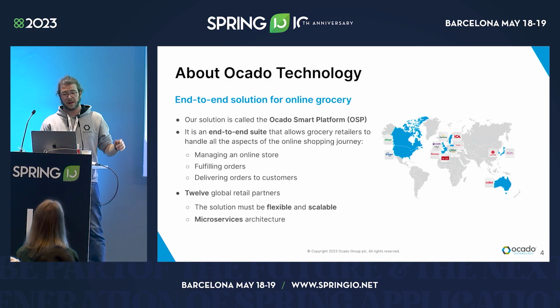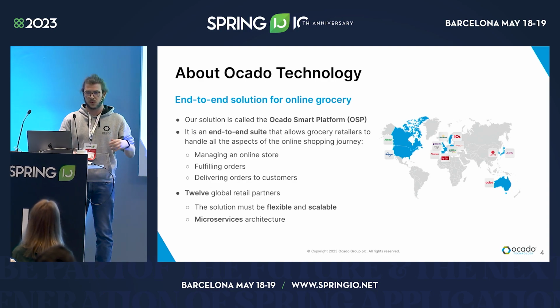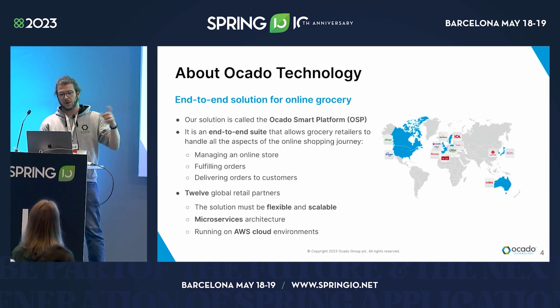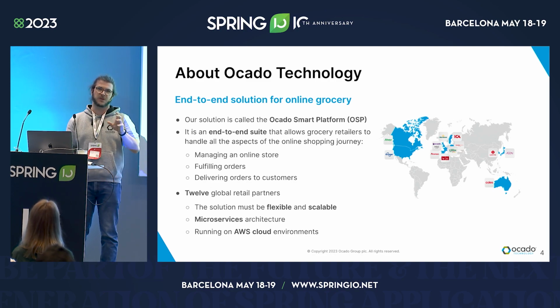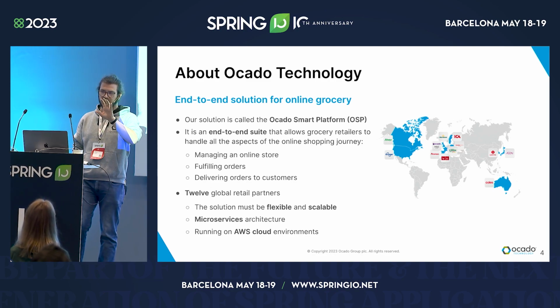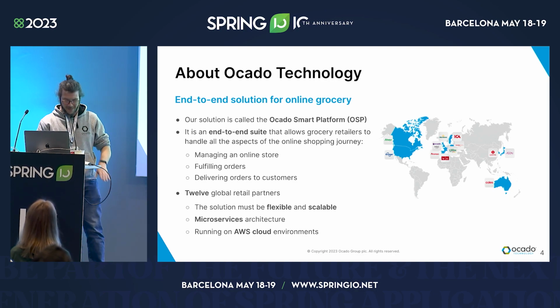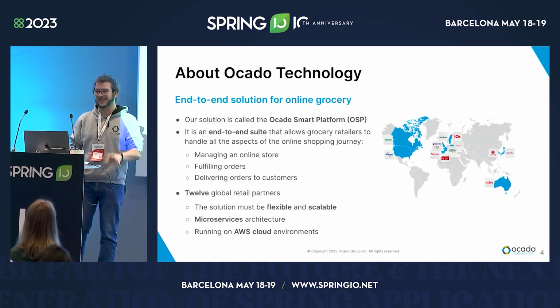This is a requirement for us, and we decided to use a microservice architecture because it helps us to be more flexible and also scalable. Our solution runs on the cloud, in particular the AWS cloud, which also helps us deploy the solution geographically close to the location of our client. So this was a brief introduction about what our company does.